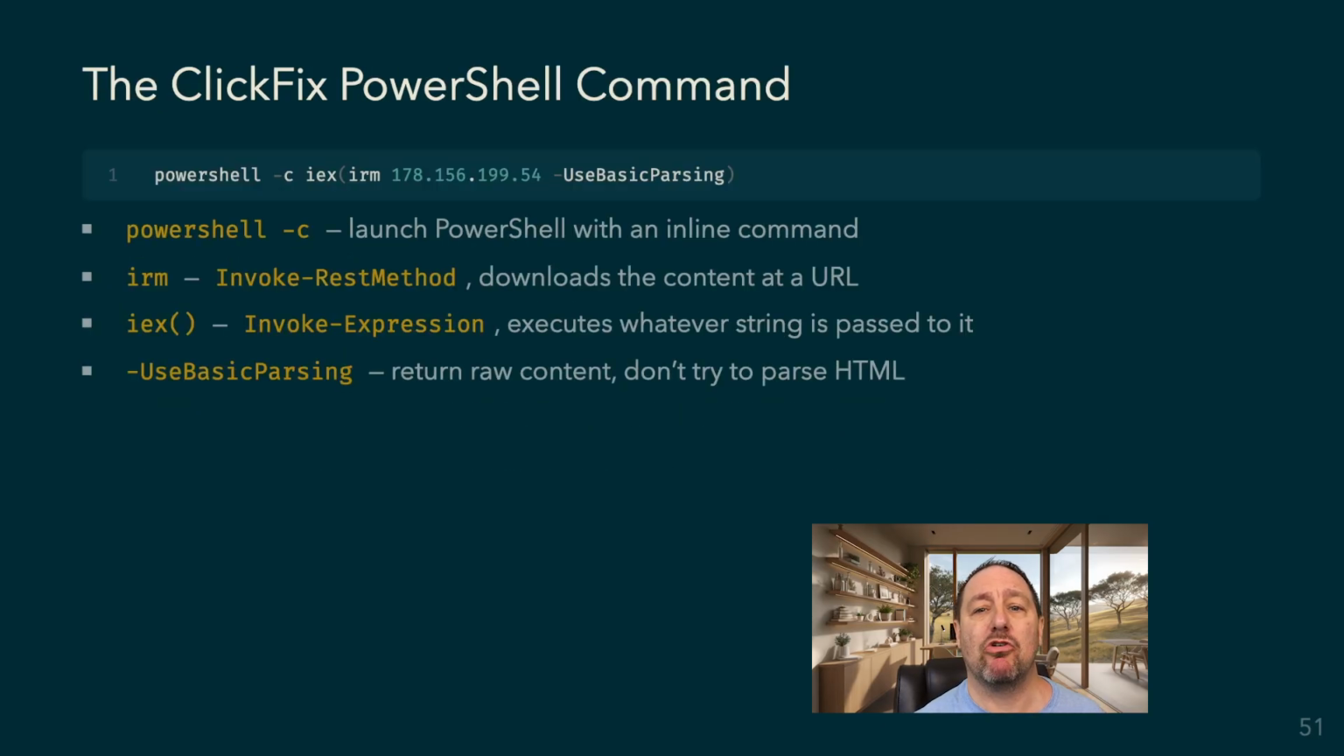Breaking down the ClickFix PowerShell command from the PCAP, you've got powershell -c, which says launch PowerShell with an inline command. The IRM stands for Invoke-RestMethod, which downloads some content. And then the IEX is Invoke-Expression, which executes whatever it gets. And then there's other information there, like use basic parsing, and that just gives you raw content back with no HTML. And nothing says legitimate system utility like piping a remote URL into a command executor. It's the PowerShell equivalent of trust me, bro. One-liner downloads from a 178 address and executes immediately.